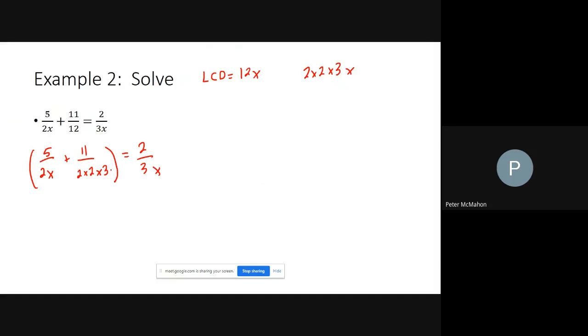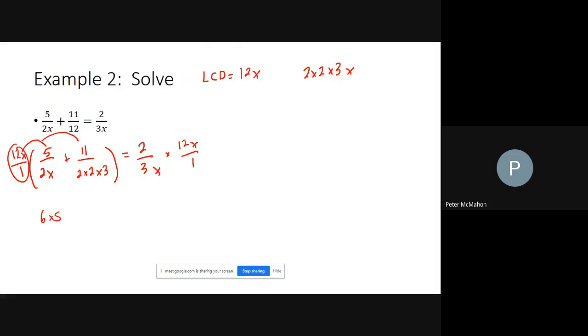So what we want to do is we want to multiply 12x, and this is 12x over 1, times both sides of the equation. Now that means this has to be multiplied to this term and to this term. So when I have 12x over 2x, the x's cancel. 12 over 2 is 6. So we're left with 6 times 5 on this term here.